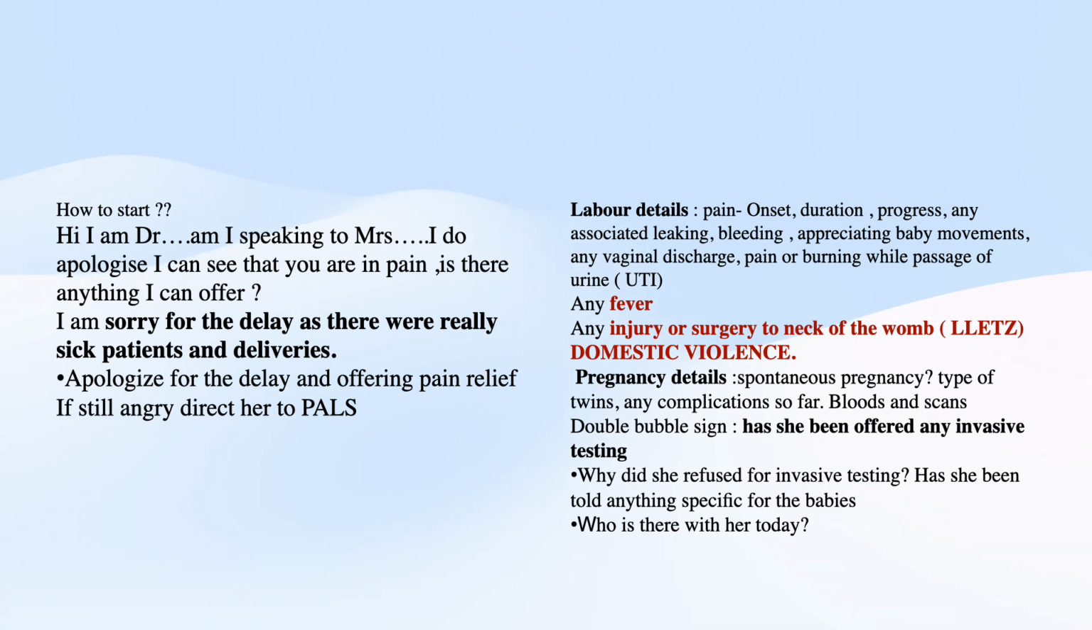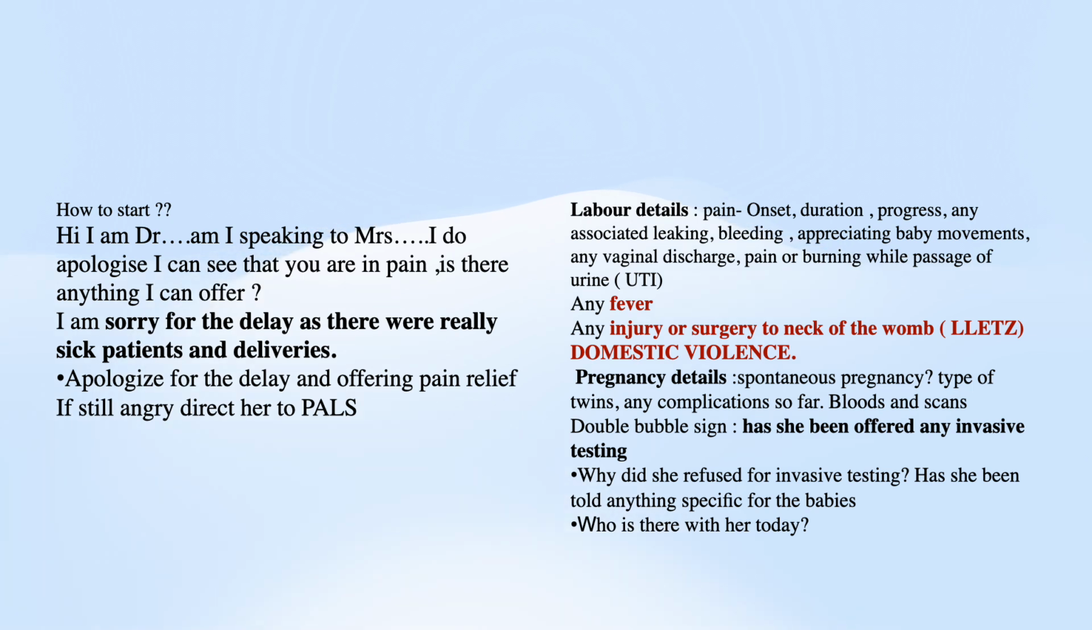What are they? Ask about the labor, any predisposing factors like fever or urinary tract infection, any trauma to the abdomen, which you can say as any injuries to the tummy or any fall over the tummy in layman terms. And also ask if there has been any surgery to the neck of the womb, called LLETZ. These are the important questions you need to ask for a preterm patient. To summarize: fever, urinary tract infections, and any injury or surgery to the neck of the womb.